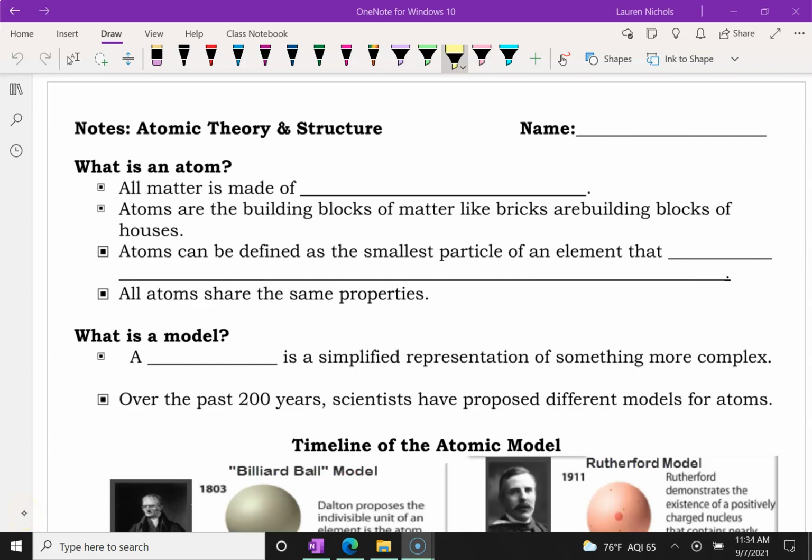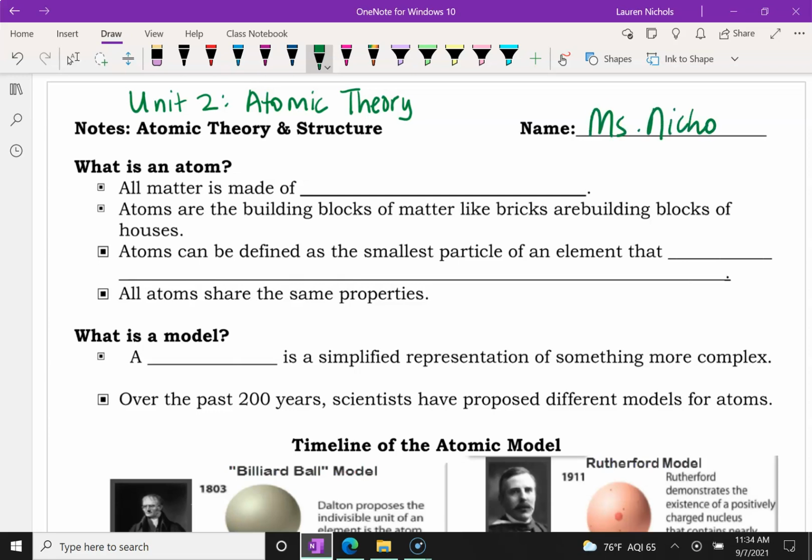Hi everyone, so this is going to be the first set of notes for unit number 2. We're starting unit 2, atomic theory, today. If you're keeping your notebook and having different tabs for each unit, you want to go ahead and create your first one. So go ahead and put your name on your notes and we'll get started.